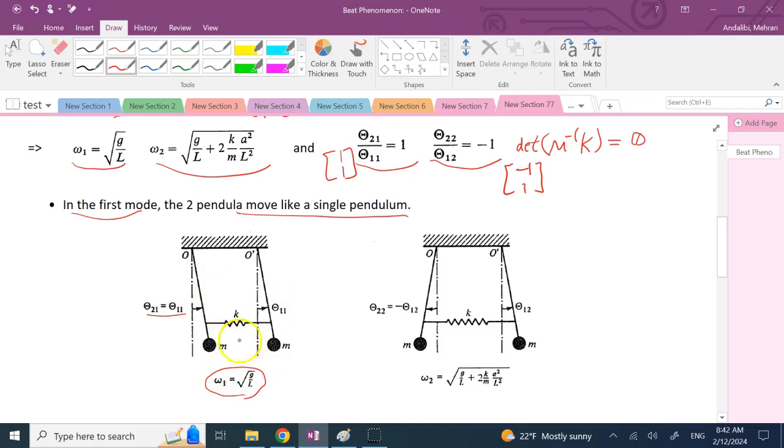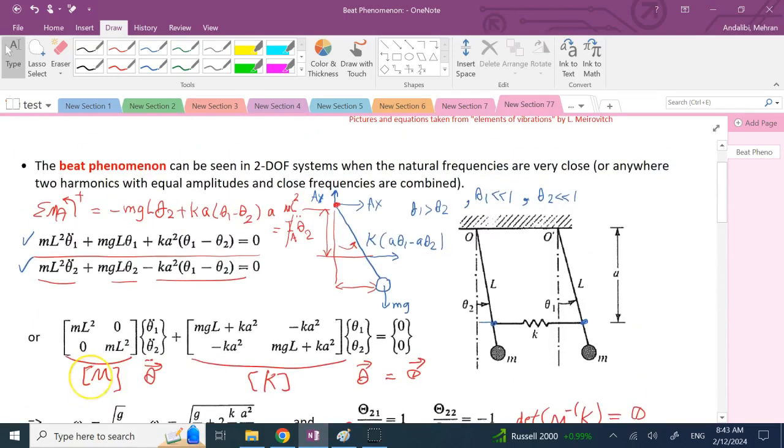So the system breaks down into a single DOF really in this case. But in the second mode shape, they move in opposite directions with this frequency. So if this one goes 2 degrees, this one goes negative 2 degrees. If this one comes closer, this one also comes closer. In this case, they go like this. So you have this mode and this mode, with their natural frequencies. This is still not the beat phenomenon yet. So far we derived the mode shapes and the frequencies.